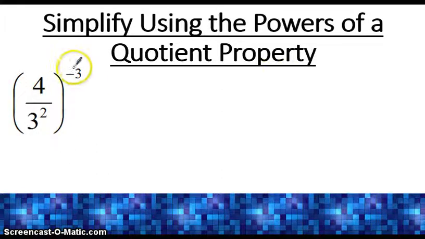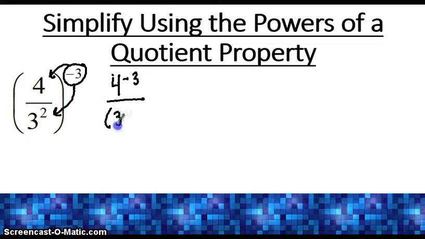In this example, we again have the power of a quotient property. Give our exponent to both the numerator and the denominator. We get 4 to the negative third power over 3 squared to the negative third power. Now, if you look here, we have the powers of powers property, which says a to the m to the n power is a to the m times n. So this is really 3 to the negative 6 power.